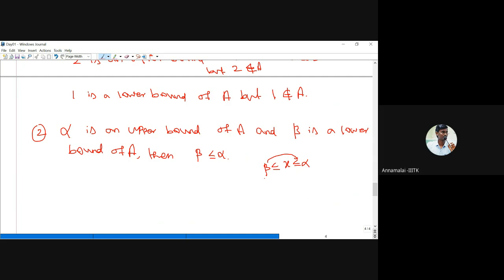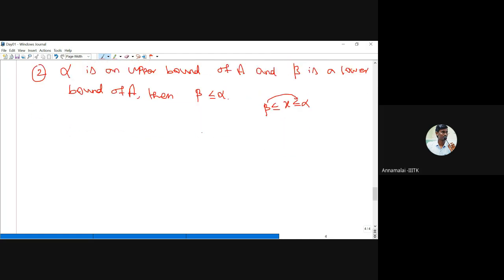Therefore, if we take any bounded set, if the lower bound and upper bound exist, then the lower bound is always less than or equal to the upper bound. It's very important. Okay. Now, another important definition. I already said that once at least one upper bound exists, then the set has infinitely many upper bounds. So among the upper bounds, you have to take the least upper bound. That is, we say supremum or least upper bound.